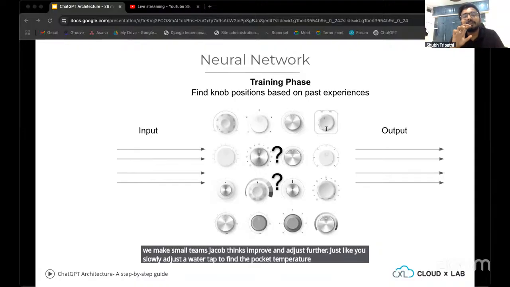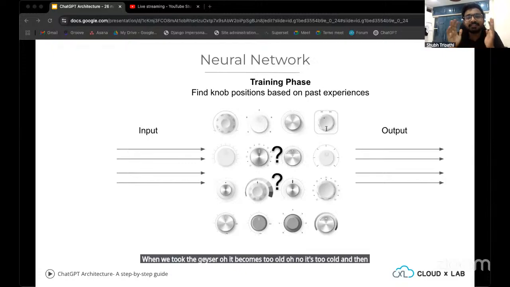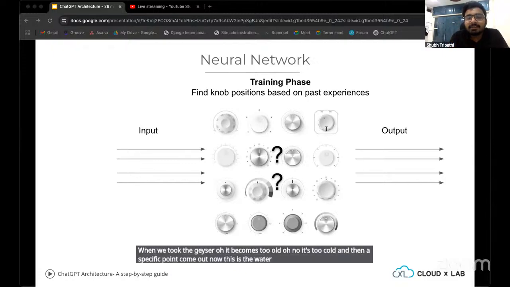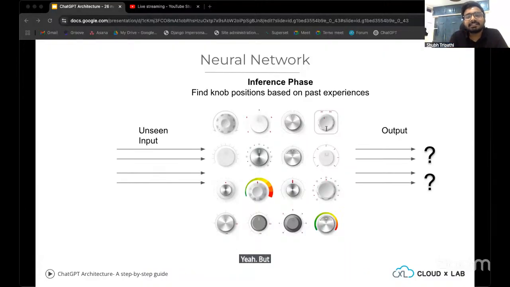In a similar way, when we tune the geyser, we say, oh, it becomes too cold. Oh no, it's too cold, and then a specific point comes. Oh, now this is the water I need. In a similar way, we tune the knobs for the neural network, but not manually. There's an algorithm behind it. But yeah, the overview is something like this.